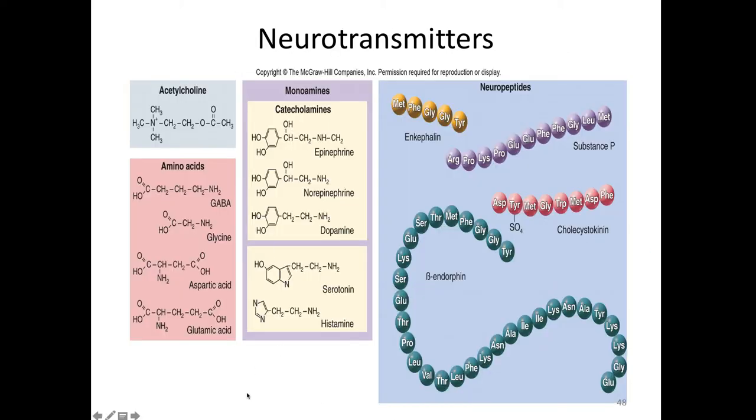So here are some pictures of the classes of neurotransmitter I just showed you. Here is acetylcholine. This is what GABA looks like. This is what glycine looks like. Here's aspartic acid. Here's glutamic acid. Another way to say glutamic and aspartic acid is glutamate and aspartate.